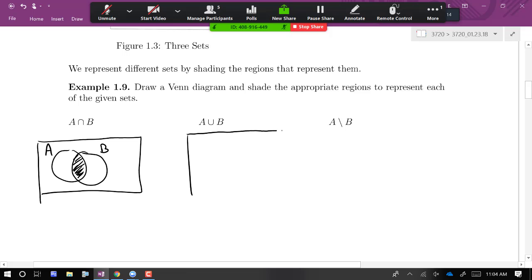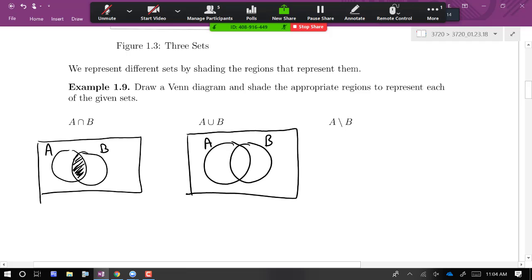A union B. What should we shade to represent the region or the set A union B? Yeah, well, everything in the circles, right? And one thing I've left out, and some people write it and some people don't, but the understanding is that the rectangle box here is the universal set, right?